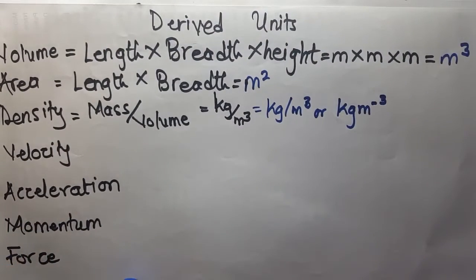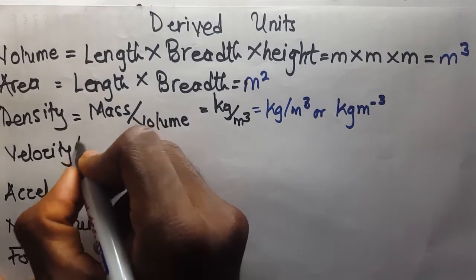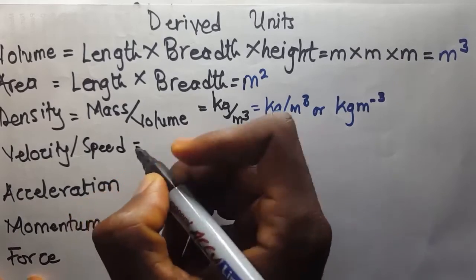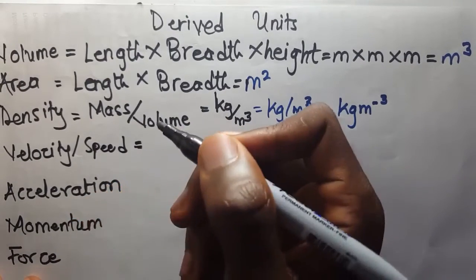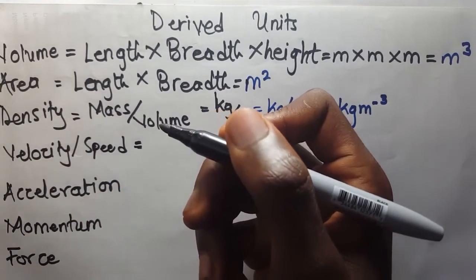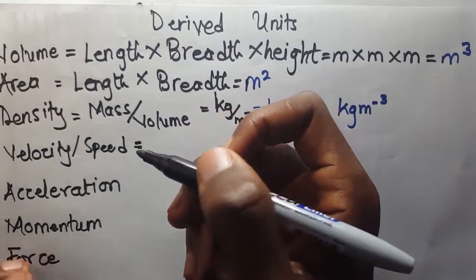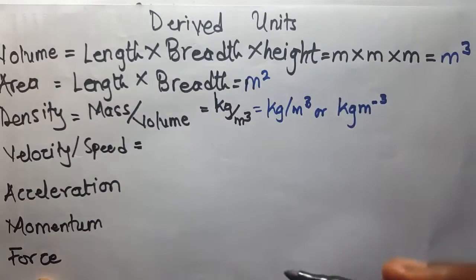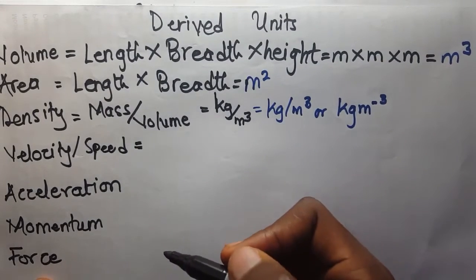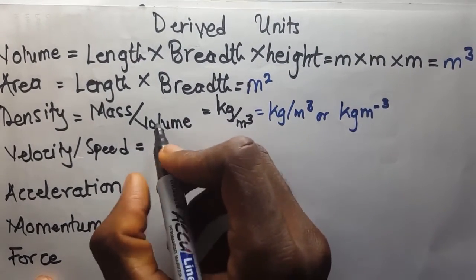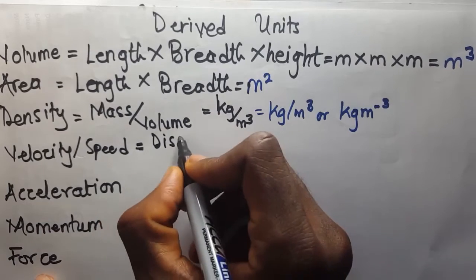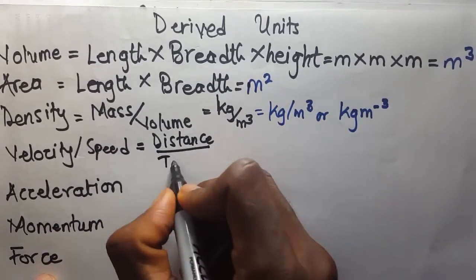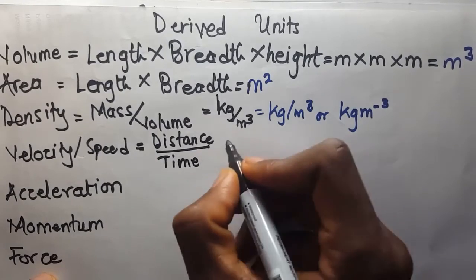Now, we have velocity. I want to add another thing, speed. Velocity is displacement over time, and speed is distance over time. The difference is that velocity has a direction, but speed does not have a direction. And they are all distance. Let's just assume distance over time, because they all have the same unit.